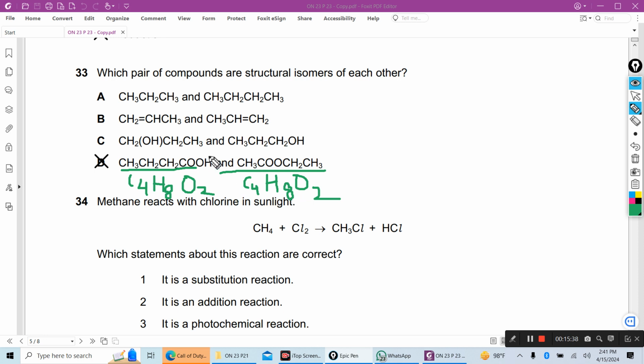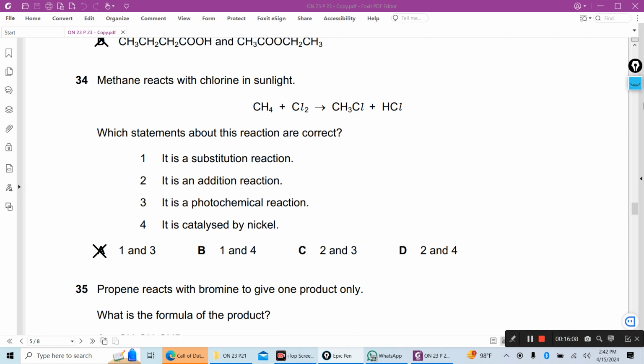Why is C wrong? This is the primary alcohol butan-1-ol, this is propan-1-ol, this also propan-1-ol, so their structure is not different. This is propene, this also propene. This is propane, this is butane, their molecular formulas are different. So D is the right answer.